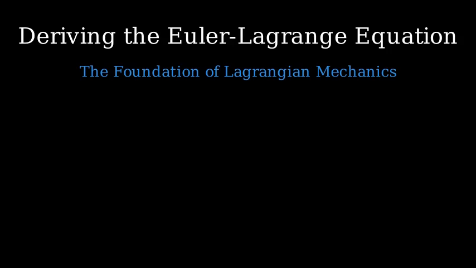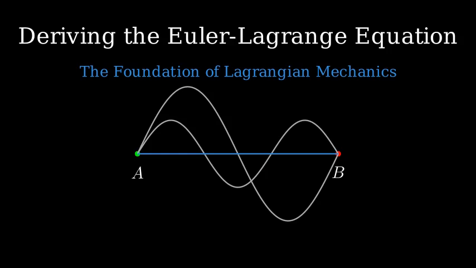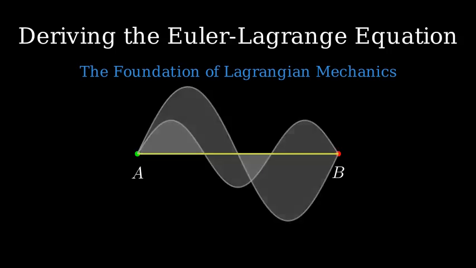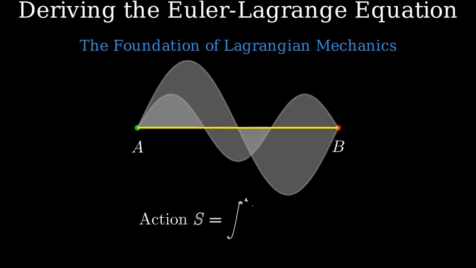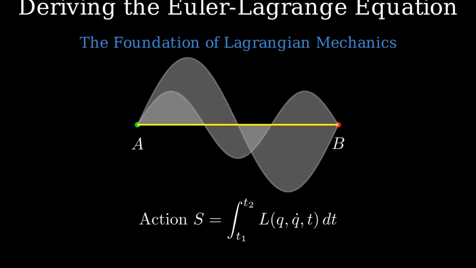In physics, we often want to understand how a system evolves from one state to another. Imagine a particle that starts at position A and ends at position B. There are many possible paths it could take between these points. The principle of least action tells us that the particle will follow the path that minimizes a quantity called the action. This principle forms the basis of Lagrangian mechanics and leads us to the Euler Lagrange equation.